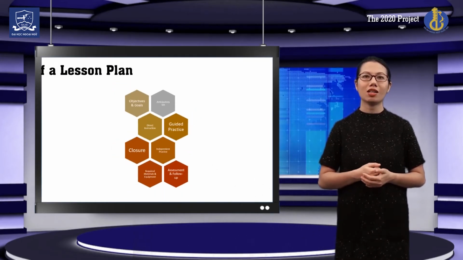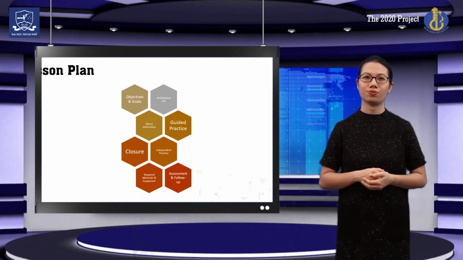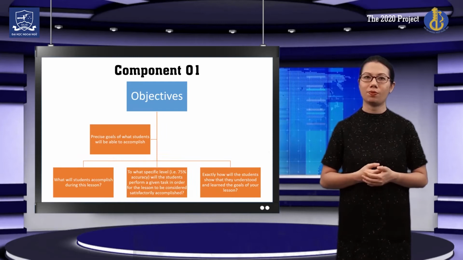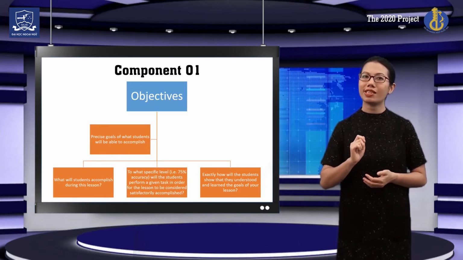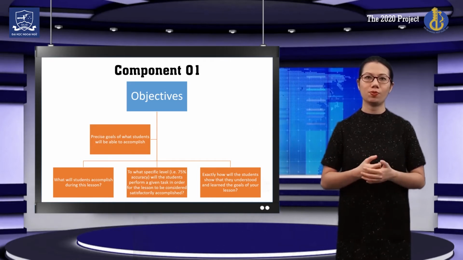So, what constitutes a lesson plan? There are mainly 8 components of a lesson plan, as you can see in the sample. In the objective section of your lesson plan, write precise and delineated goals for what you want the students to be able to accomplish after the lesson is completed.